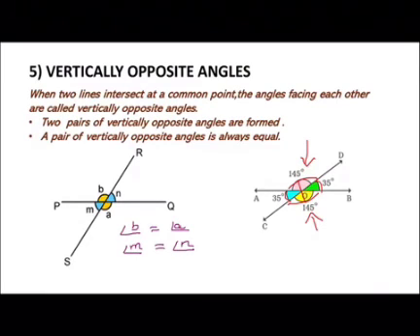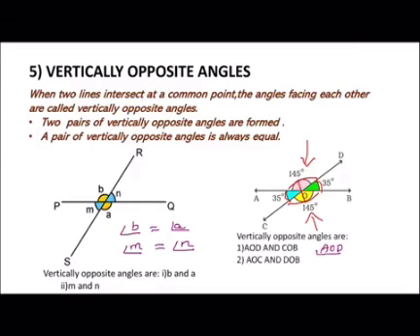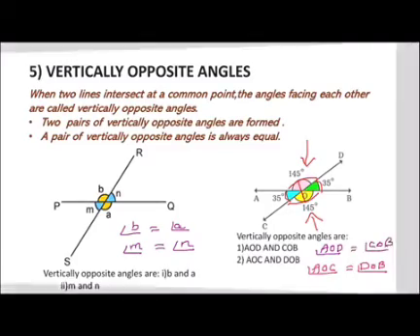Okay, so angle B is equal to angle A and angle M is equal to angle N. Vertically opposite angles are always equal. Okay, here I have given the labeling. You can see and check it out and write.